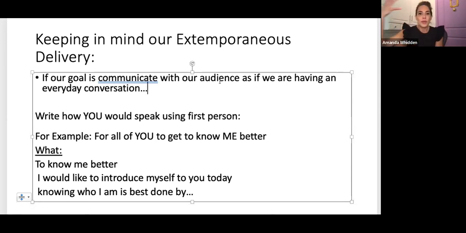So when we are writing our thesis statement, it's imperative that we write, again, how we would speak. You would say me, I, you, because I'm right here and you are right there. We will not write and speak in third person. It would be very awkward. So the what in our case, remember, is that you are going to get to know me better. I would like to introduce myself. Knowing who I am is done best by. How do you want to say it?